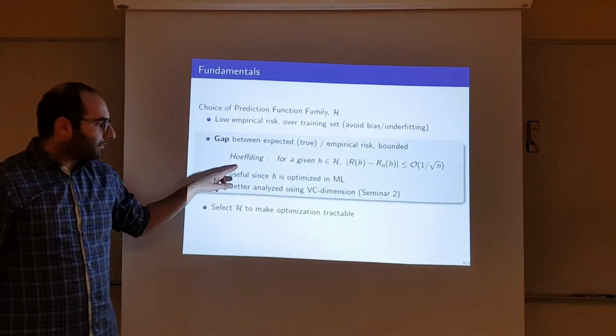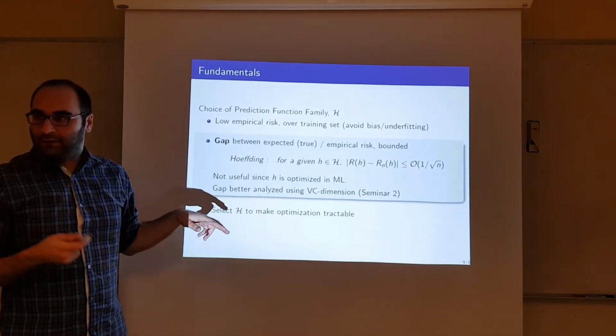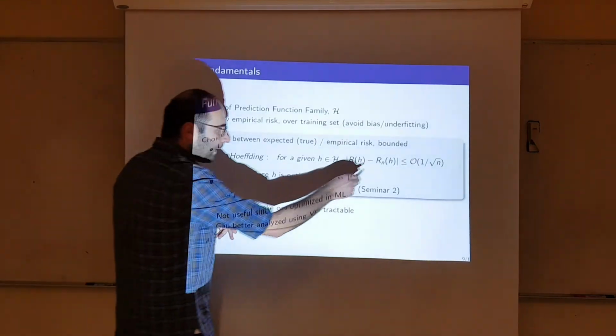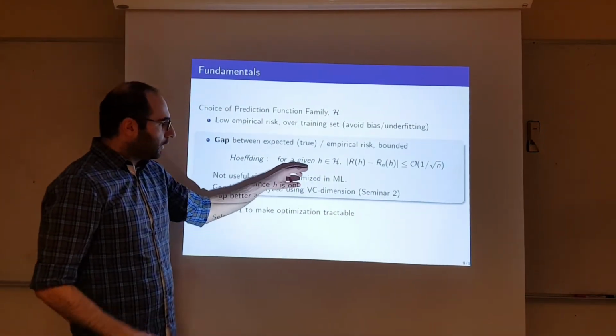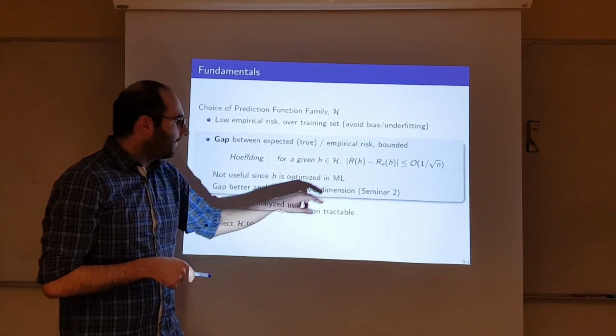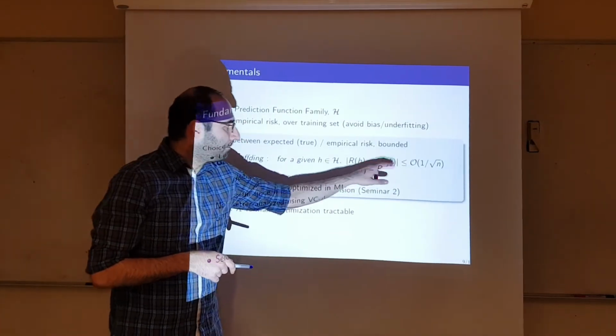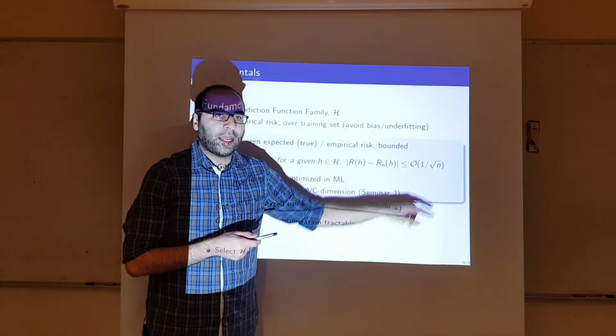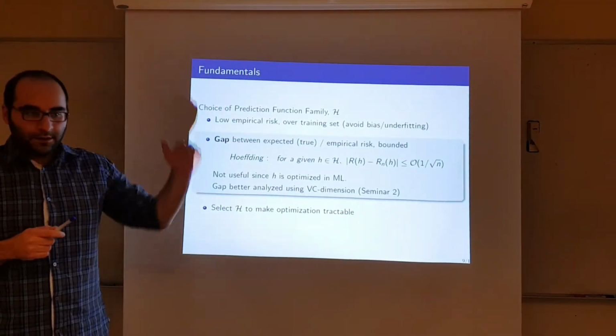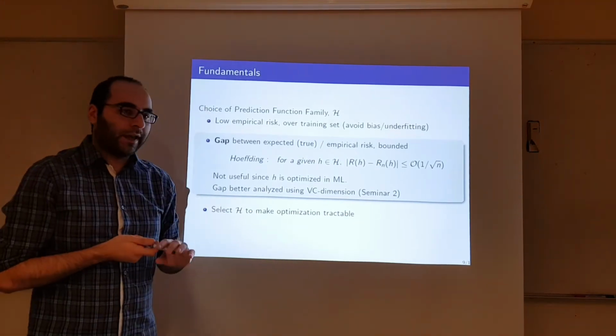And this is something that we get from Hoeffding's inequality, which was covered before in seminar 2. It says that you fix an H, and then there is a bound on the true risk versus the empirical risk, and that bound decreases as 1 over the square root of n, where n is the number of samples.